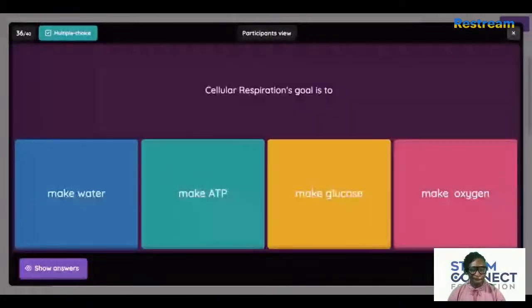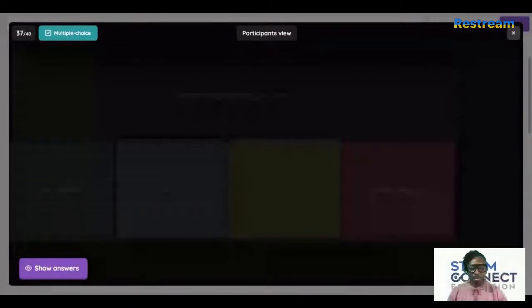All right. So based off what we just said, I don't want you to think just about humans. What do you think is the main goal of respiration? Blue, teal, gold, or red? What's the main goal? Exactly. The main goal is to produce energy. All right. I think we've beat that one.